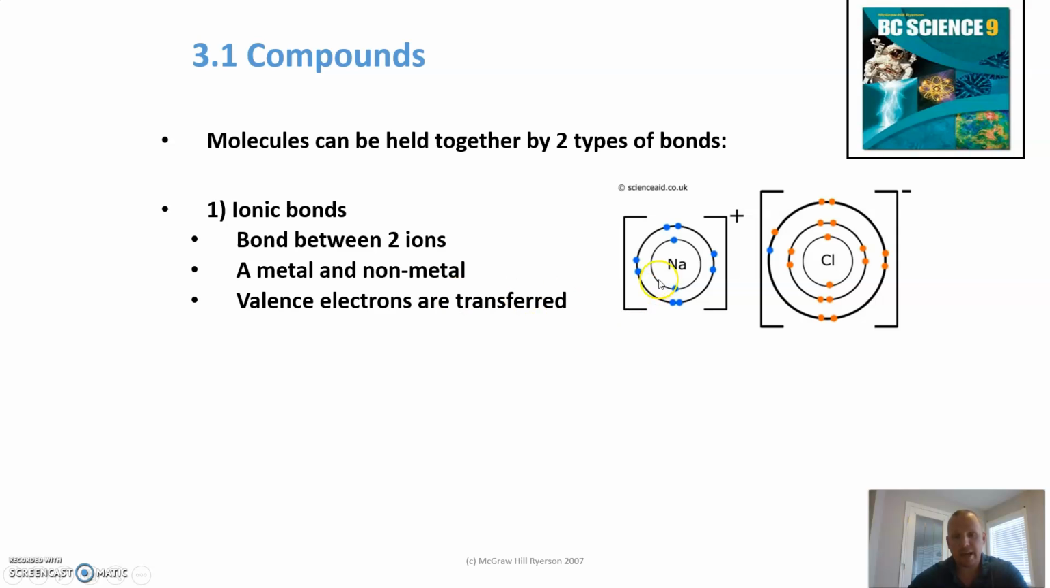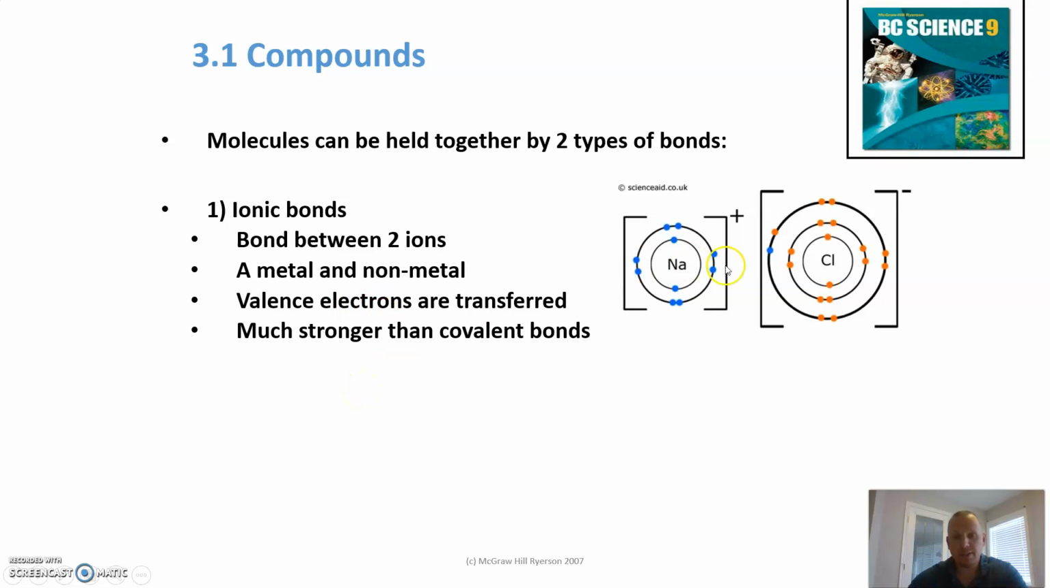Remember, we talked about last week how metals will give away a valence electron, one or more, so they have a full outer shell, and this gives them a positive charge. Well, they give those electrons to nonmetals. So you see right here this little blue electron. The nonmetal takes it, and the nonmetal gets a negative charge. So the valence electrons are transferred.